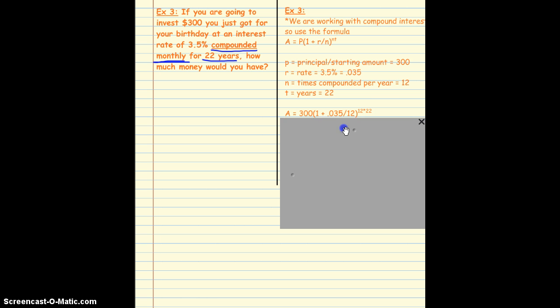Okay, let's fill all these into our equation. The amount of money, A equals 300, our principal, times, in parentheses, 1 plus 0.035, our rate, divided by N, divided by 12, to the exponent of N, 12, times the 22 years. All right, first thing we need to do, actually, is we need to figure out what this exponent is. Let's do 12 times 22, which is 264.